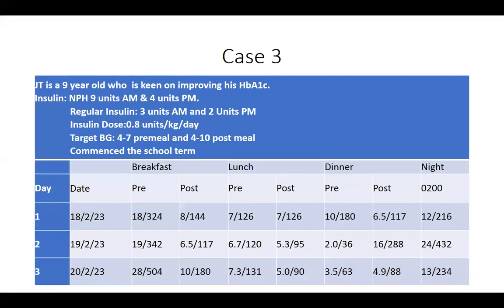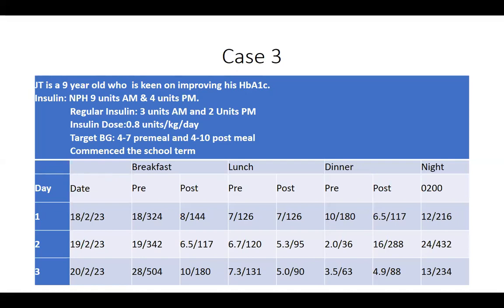Let's go to case number three. JT is a nine-year-old boy. He's really keen on improving his HbA1c. He is on a twice daily injection, but separate NPH and regular. His insulin dosage is 0.8 units per kilo per day. He checks his blood sugar before meals. But because he has just joined school, we want to know how his sugar is going to be. We need to adjust his insulin dosage because now he's in school compared to the way he is at home.